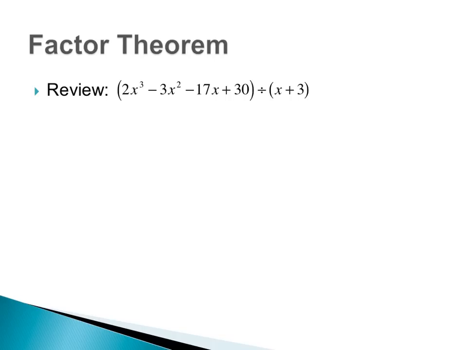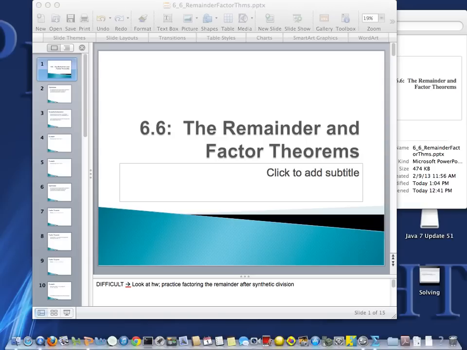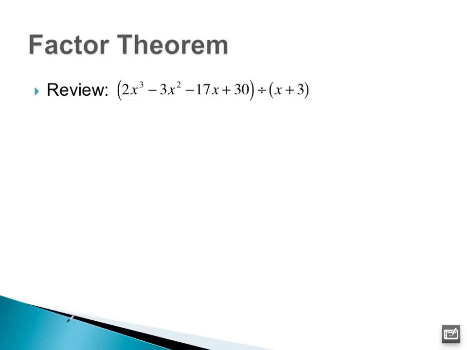So let's look at this one that we just did. We just found that when we divided, we got a remainder of 0. Because of that, we know that x add 3 is a factor. We ended up with 2x squared, subtract 9x, add 10. This is one factor. The other factor is x add 3.